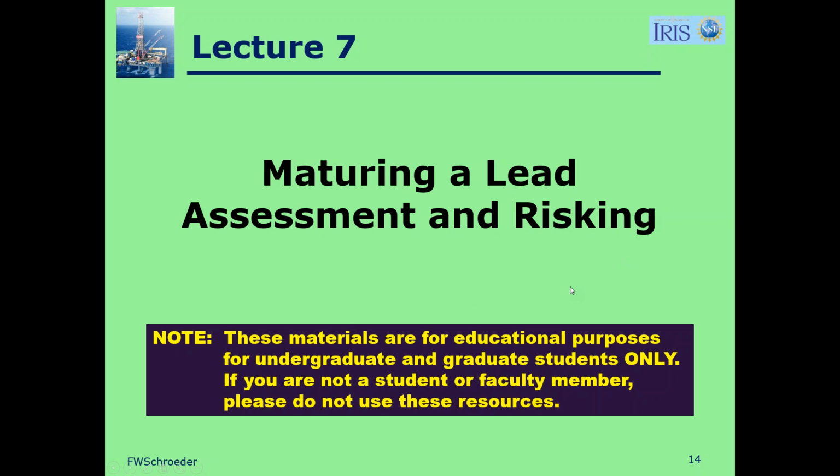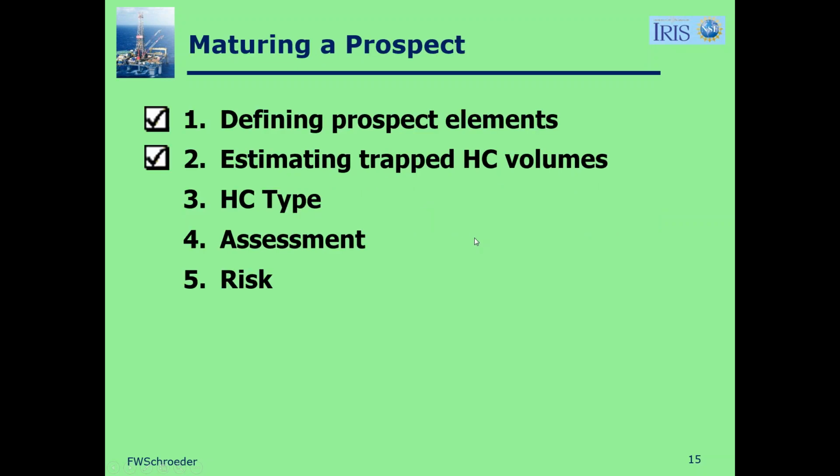So let's move on to Lecture 7, Maturing a Lead and doing assessment and risking. To mature a prospect, we have to define the prospect elements, and we've done that thus far for Barracouta: source, reservoir, trap, seal, migration. We need to estimate the hydrocarbon volumes, and Exercise 6 on EUR does that.